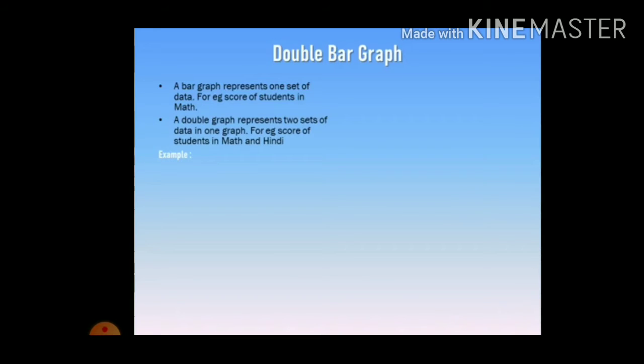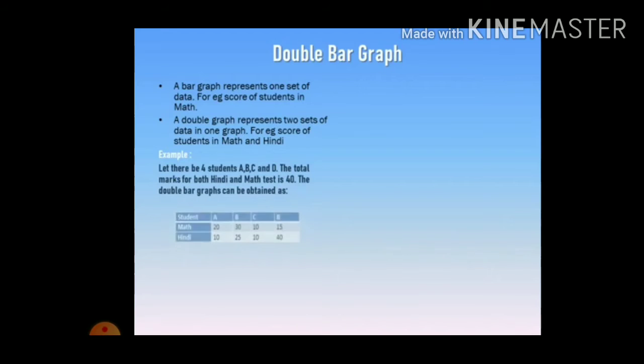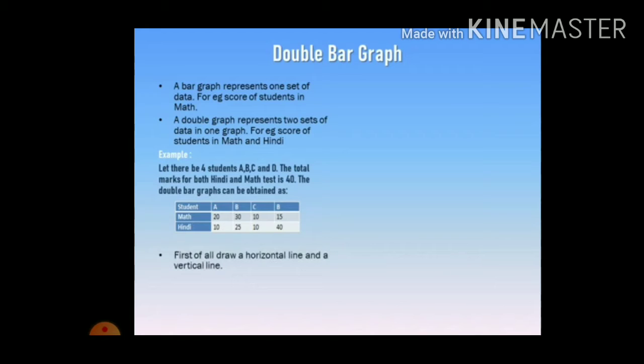For example, let there be 4 students ABCD. The total marks of both Hindi and maths test is 40. The double bar graph can be obtained as follows. Here we have the 4 students and their marks in maths and Hindi, right? So let's firstly draw a horizontal and a vertical line. The next step will be that on the horizontal line we will write the names of students, and on the vertical line we can write the scores of maths and Hindi.